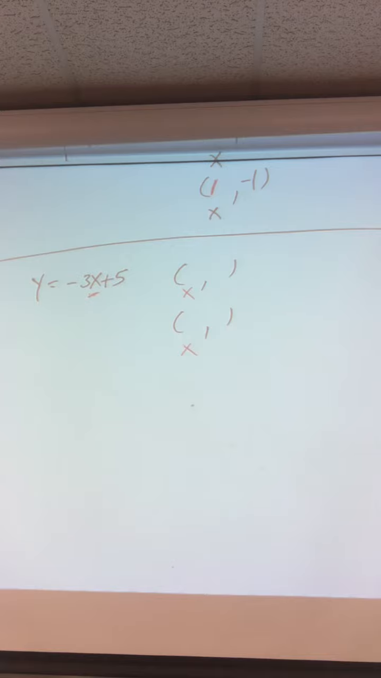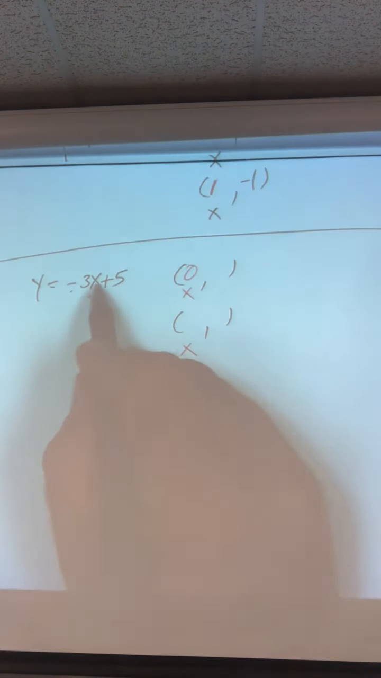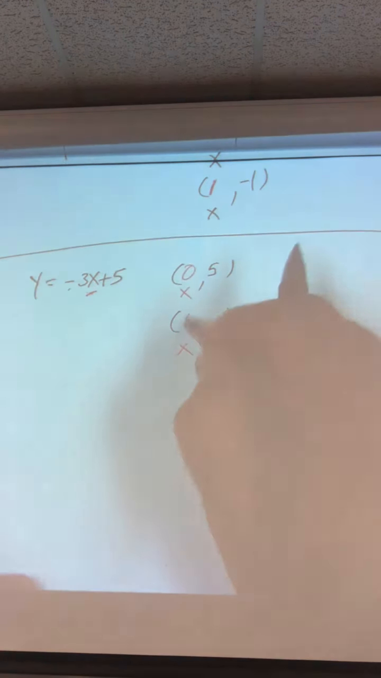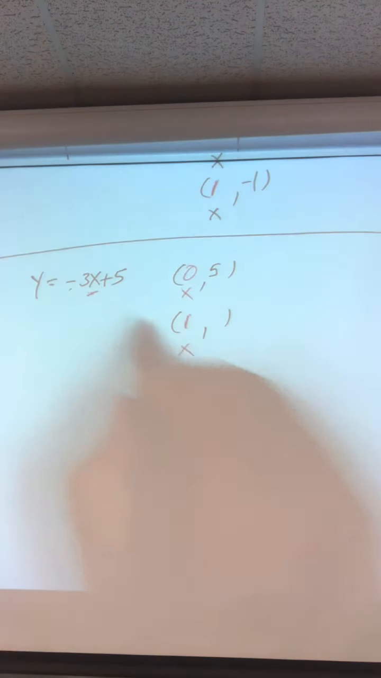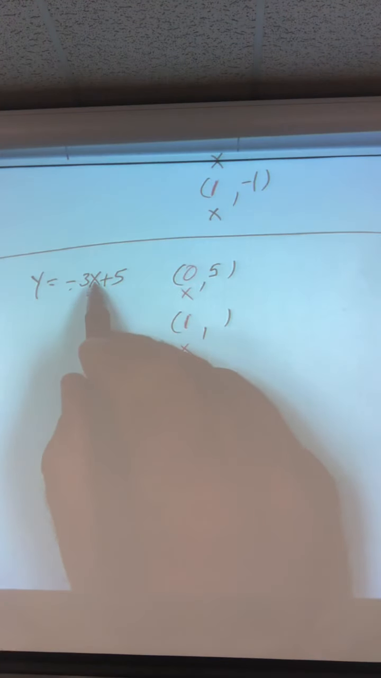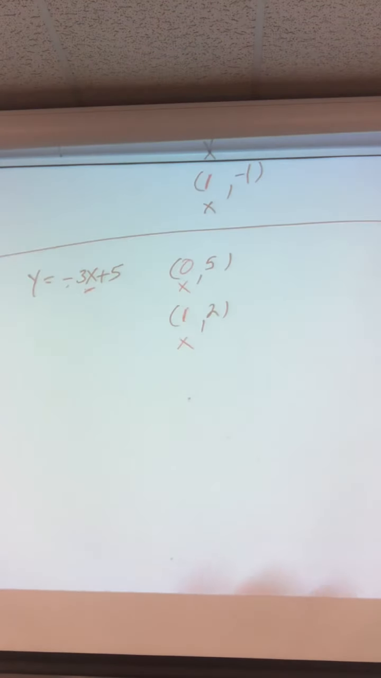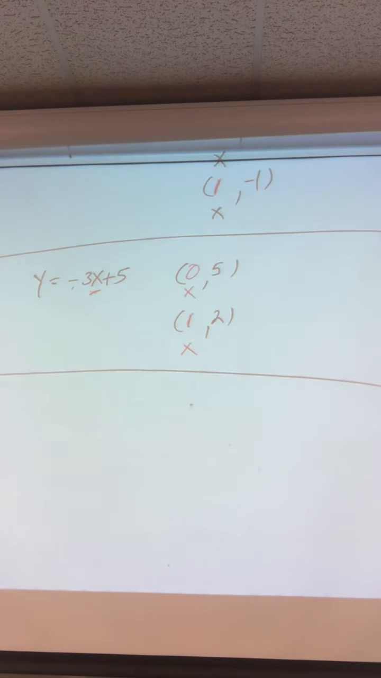You sure can. So if I pick 0, what's -3 times 0? 0. And what's 0 plus 5? 5. Now let x be 1. Negative 3 times 1 is negative 3. Negative 3 plus 5 is a positive 2. And you're done. Then you just plot those 2 points and draw your line.